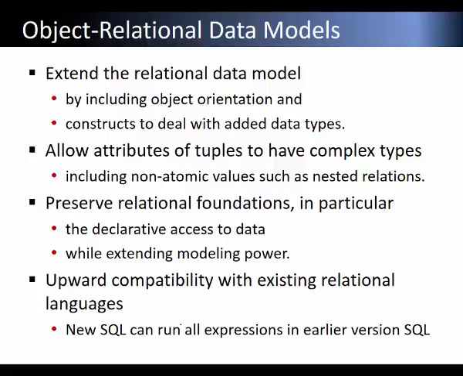The object-relational data model is an extended version of the relational database. It adopts object orientation, allows attributes of tuples to have complex types. Right? A relational database, which is a table, which is nothing but columns and rows, and the values in each cell should be a simple type. We call that atomic type. Atomic type. One value.